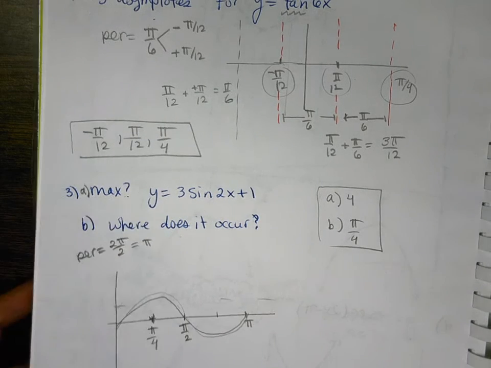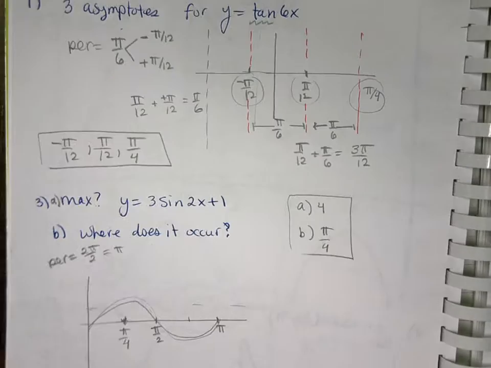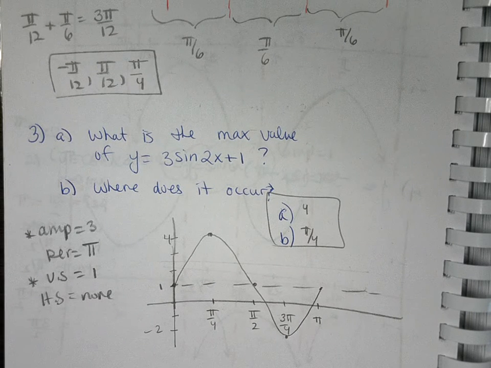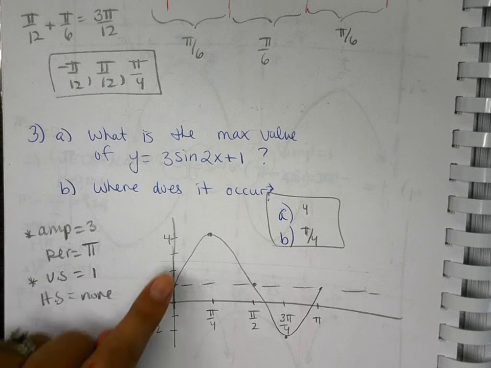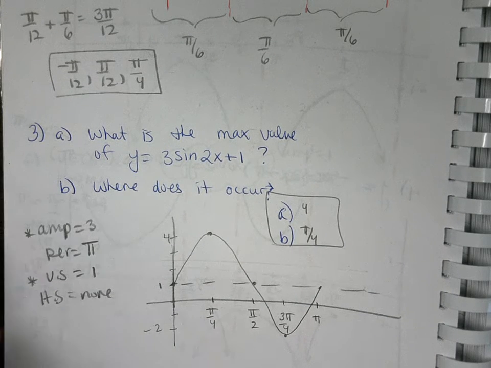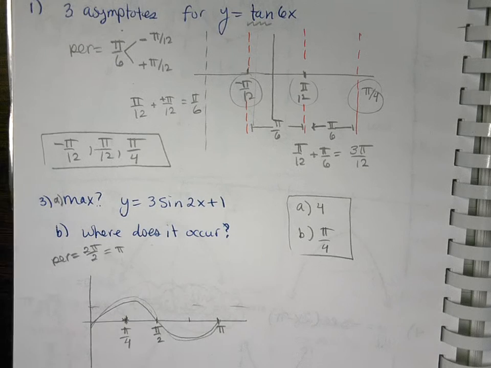All right, but if you did graph your whole graph, this is what it would look like. So this is nice and neat with all the work shown, not needed, but it's not a bad idea to get extra practice. Do you see the max is 4 and it happens at pi over 4? Yes? Alrighty. Number 6.